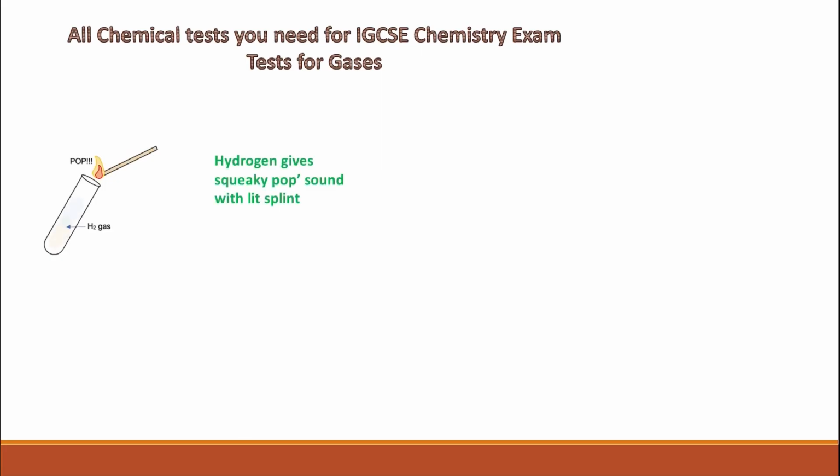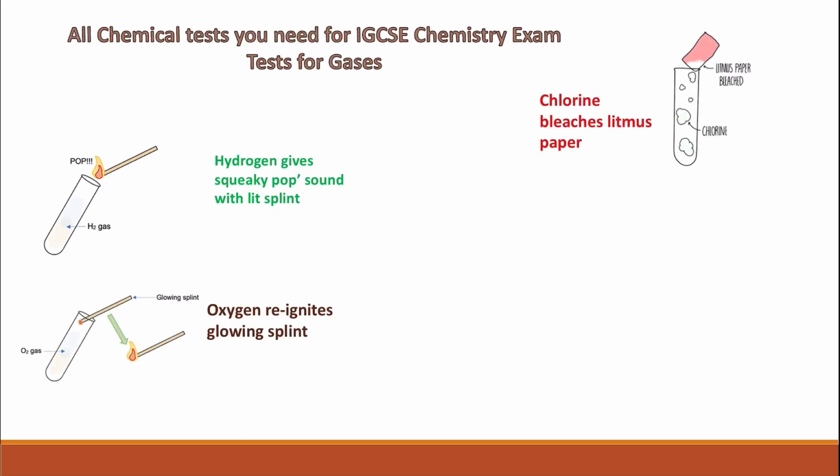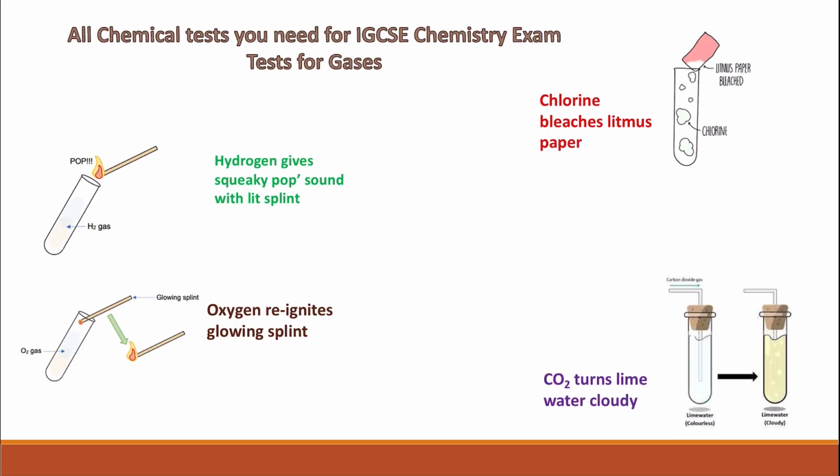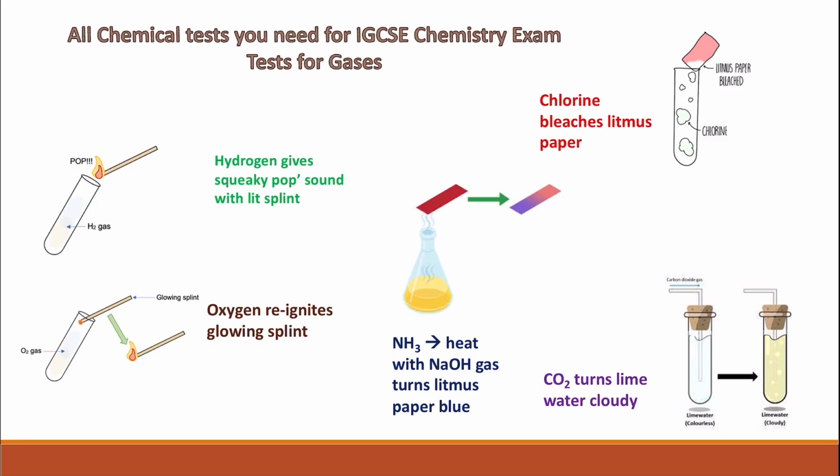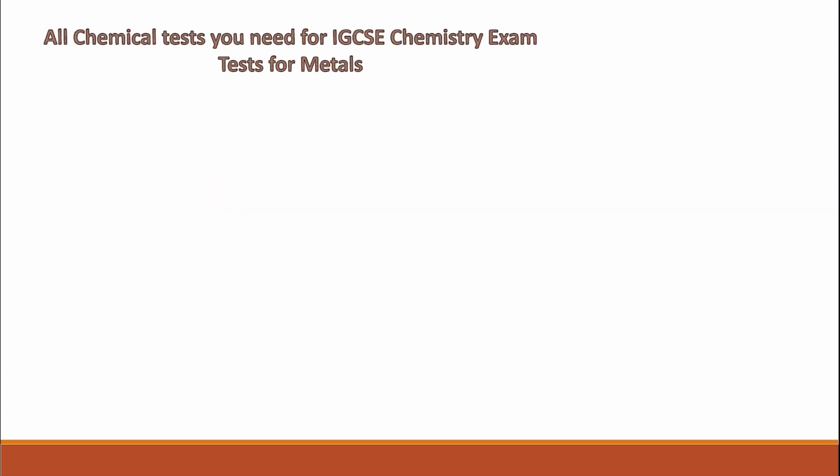So first, the test for hydrogen: it gives a squeaky pop sound with a lit splint. Oxygen relights a glowing splint. Chlorine bleaches litmus paper. Carbon dioxide turns lime water cloudy. And then ammonia will turn the litmus paper blue. If you have an ammonium ion, then you heat it with sodium hydroxide, where ammonia gas will be produced, and it turns damp red litmus paper blue.